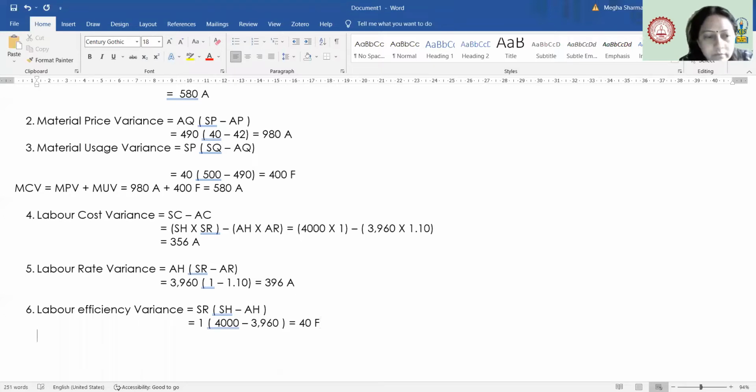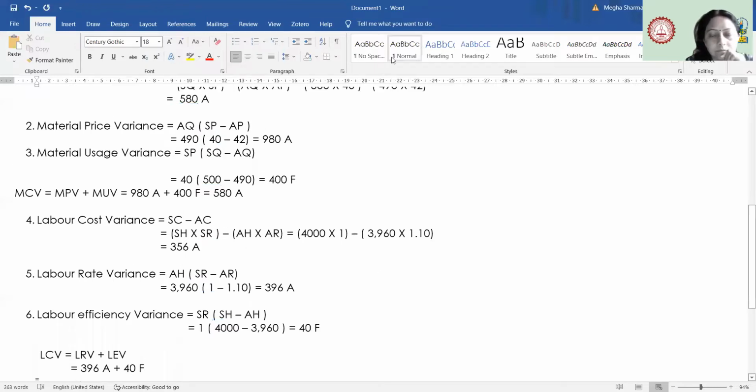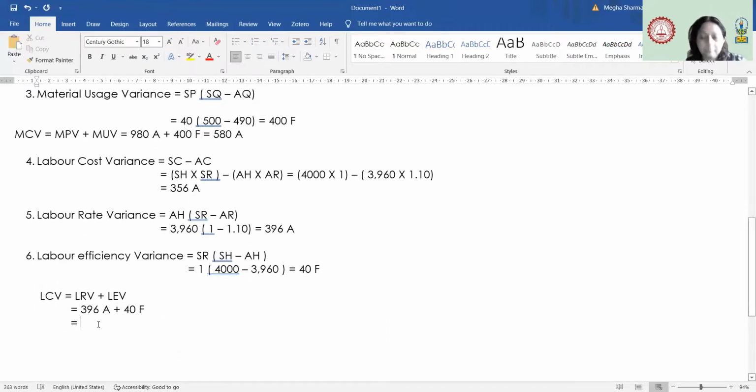Now we can cross check it. We know that labor cost variance is equivalent to what? Labor rate variance plus your labor efficiency variance, right? Labor rate variance we have already calculated. That is how much? 396 adverse plus labor efficiency variance you calculated, 40 favorable, right? So what will be your resultant? Yes, 396 adverse plus 40 favorable. How much you will get? 356 adverse. Yes, 356 adverse. And what you have calculated as per your formula, labor cost variance is how much? 356 adverse.